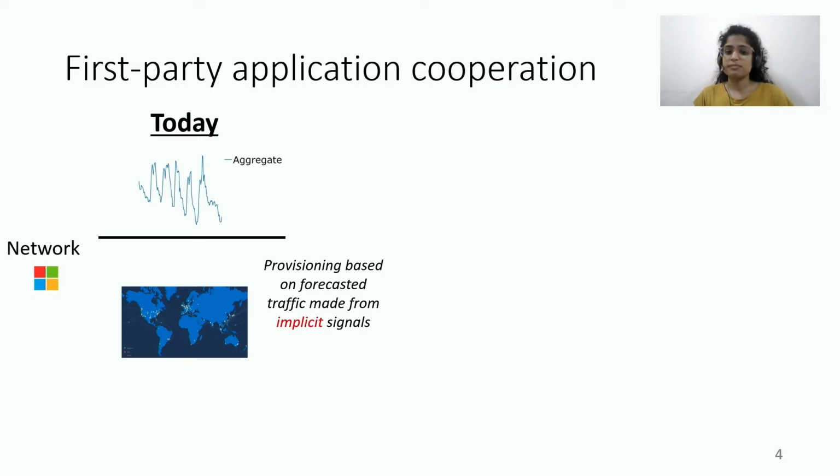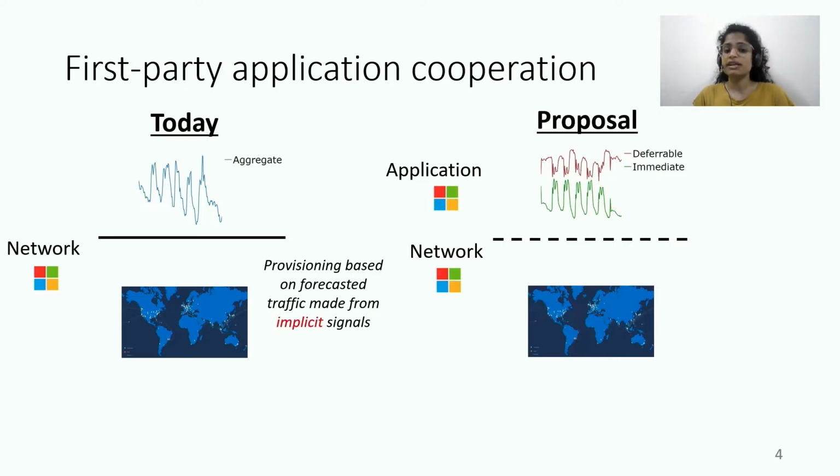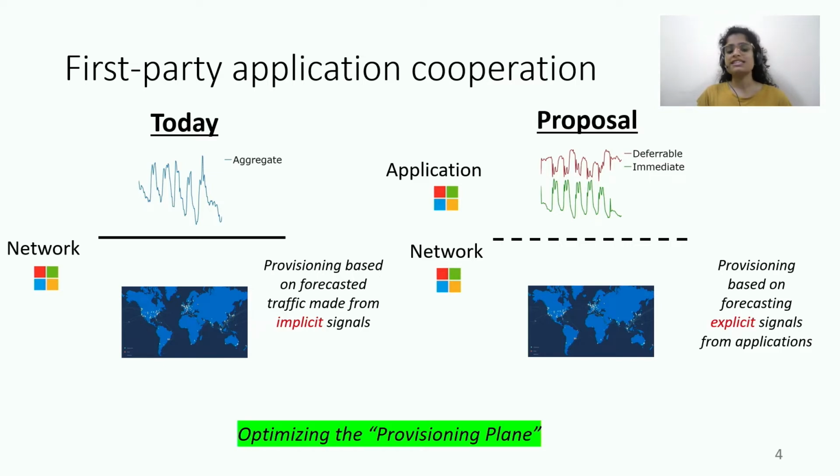For cloud providers such as Microsoft, Google, and Amazon, inter-data center traffic is dominated by first-party applications. Hence, we propose that the first-party applications can share richer explicit signals about their demands with the network provider, and then the network provider can do more informed network provisioning. For instance, instead of treating all application traffic as the same, the applications can differentiate between different classes of traffic and give explicit richer signals to the network provider, and the network provider can use these signals to do forecasting and provisioning. We term this as optimizing the provisioning plane, as opposed to the control and data plane optimizations we have seen in the existing traffic engineering work.